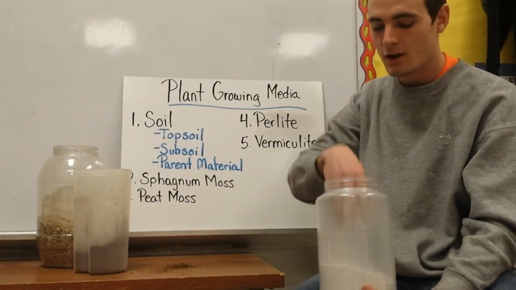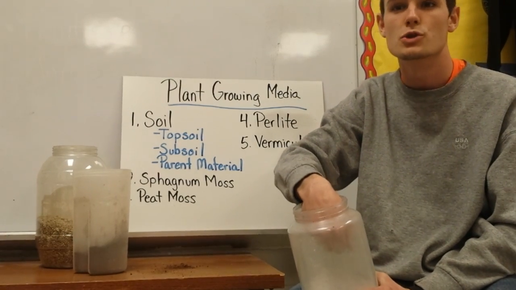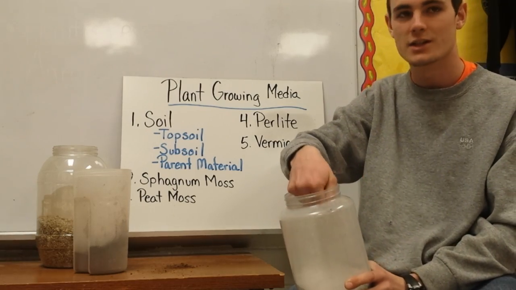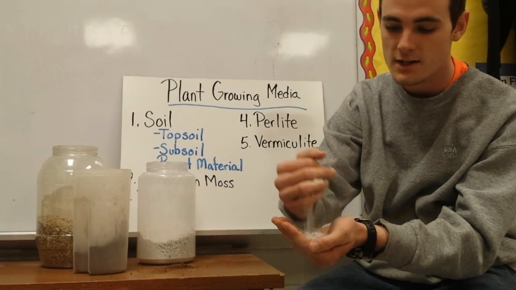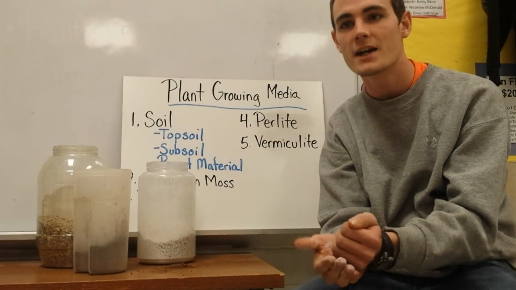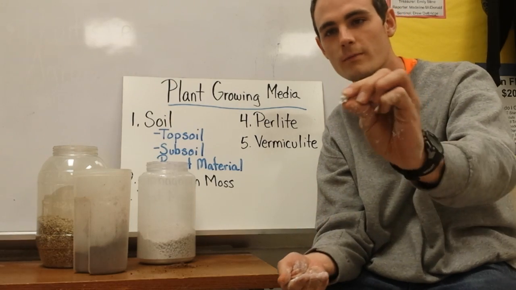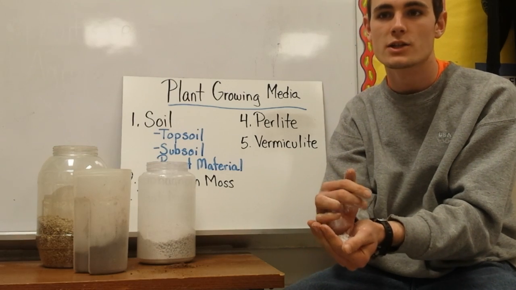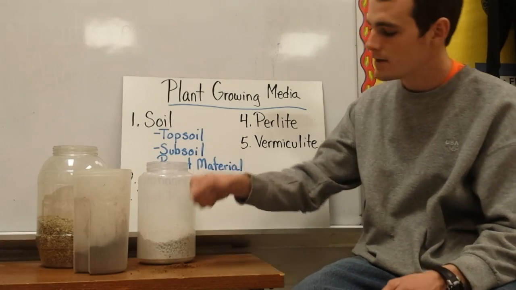Perlite is a little bit different than the sphagnum moss and the peat moss, which are used for holding water. Perlite is used for drainage in soil. It has larger soil particles. It is this very lightweight, fine volcanic glass material, kind of resembles styrofoam, and is used for drainage and used for starting new plants and media mixes.